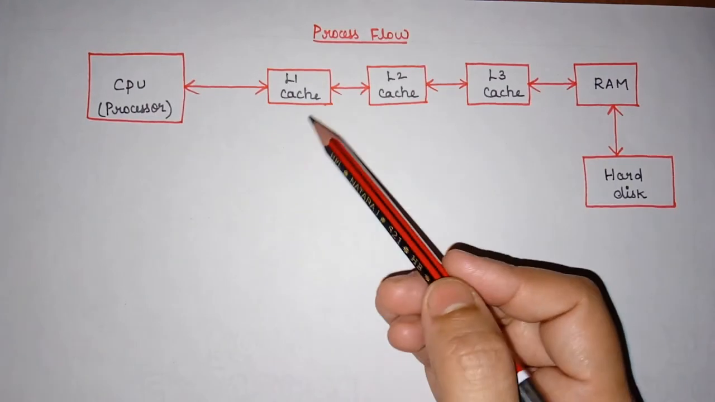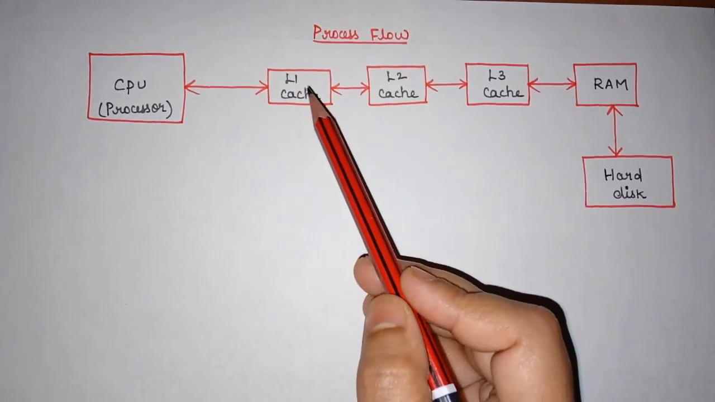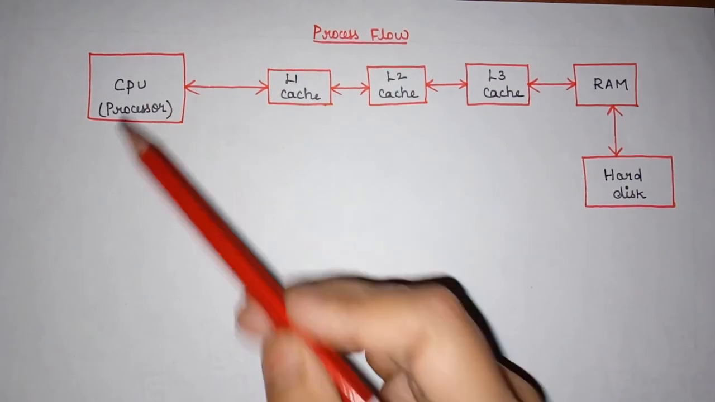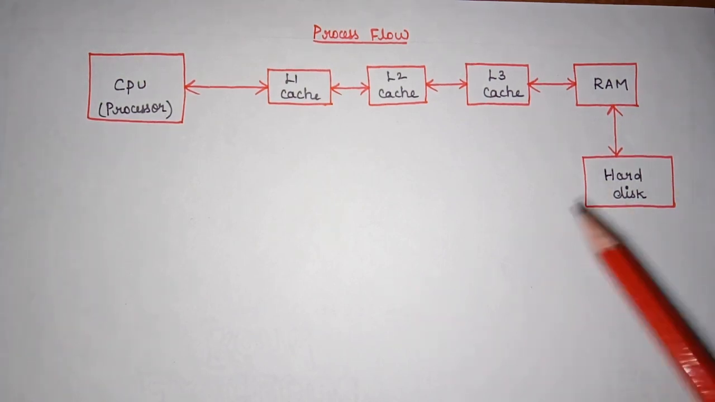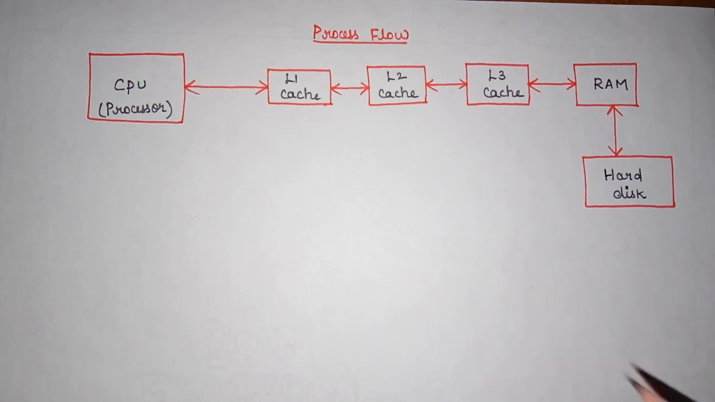So directly it will fetch the information from the cache and use that information here, so that the speed of the processing will increase. And this is how the memory storage and the processing of data from the memory happens inside the computer.